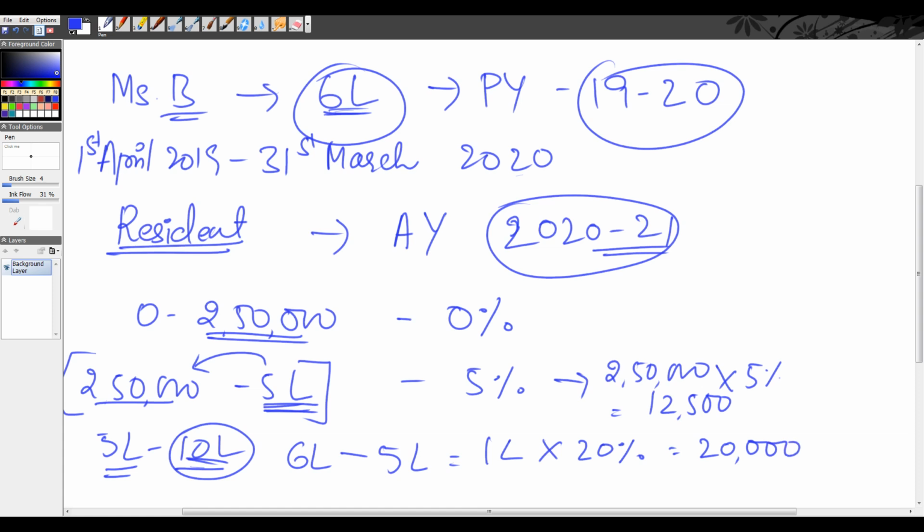So now what is the actual liability of Miss B then? Again, it's very simple. All we have to do is calculate the total tax liability and then add cess according to the rates prevalent in the particular financial year. So in this case, it's 12,500 and 20,000, which will be 32,500. On this 32,500, we are supposed to calculate cess. That's all. Let me quickly erase this. Before that, let me see if you have any doubts regarding this.